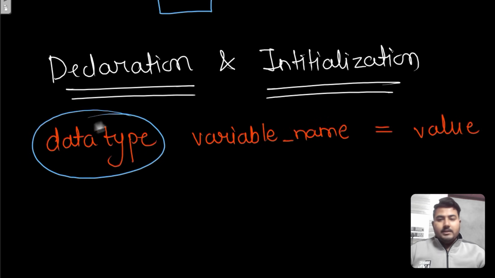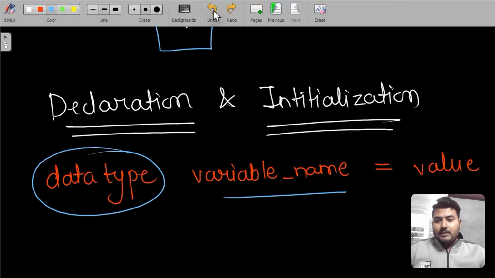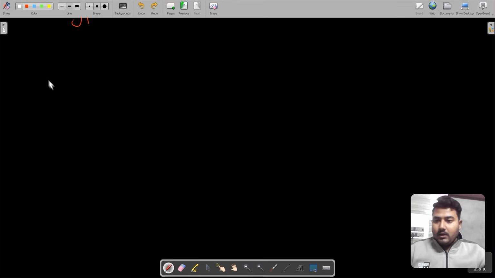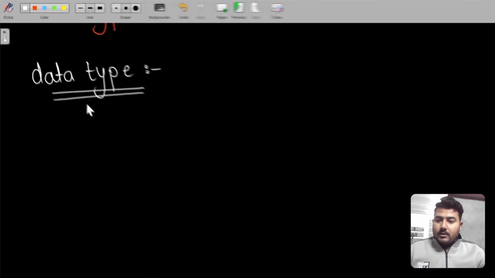Now, what exactly is this data type? You know what a variable is, you know what a value is, but what exactly is this data type? There are many data types actually. Let me just list all of those and then we will define a couple of variables. Well, in Java, how many types of things are there?